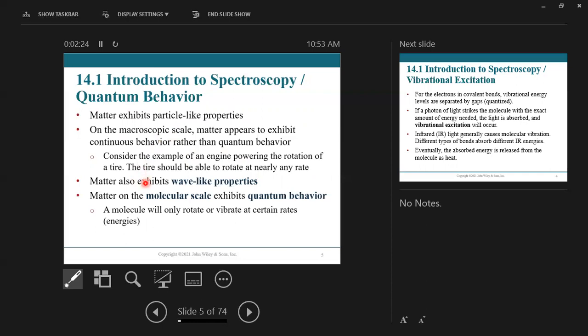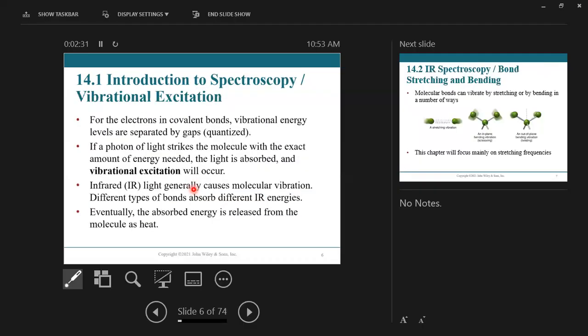I don't want to go too much into this, but it says matter also exhibits wave-like properties. It says for electrons in covalent bonds, vibrational energy levels are separated by gaps. If a photon of light strikes the molecule with the exact amount of energy needed, the light is absorbed and vibrational excitation will occur. And there's different energies that occur with IR.